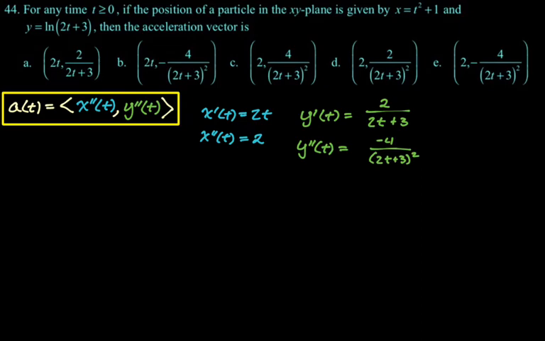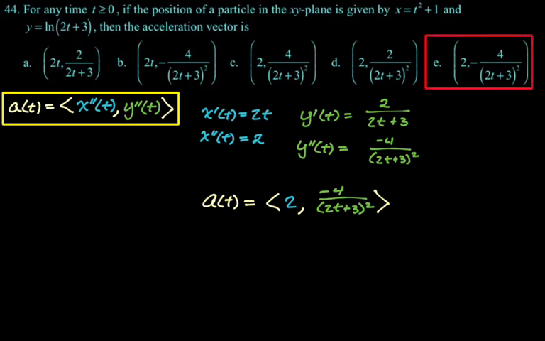It's just finding the derivative, so I'm confident you know how to do that at this point, but I didn't show the work. So our acceleration vector is 2 comma negative 4 over quantity 2t plus 3 squared. That's E. All right, let's take a look at another problem.